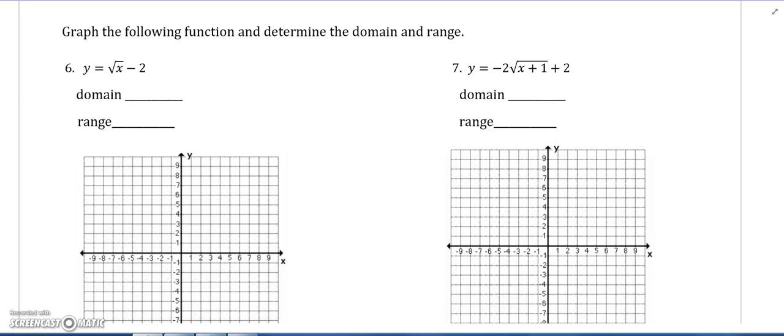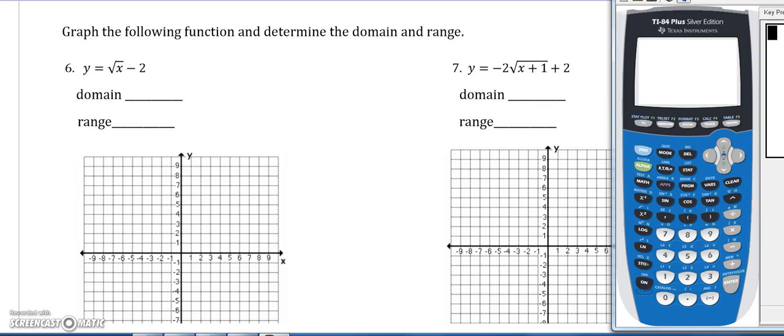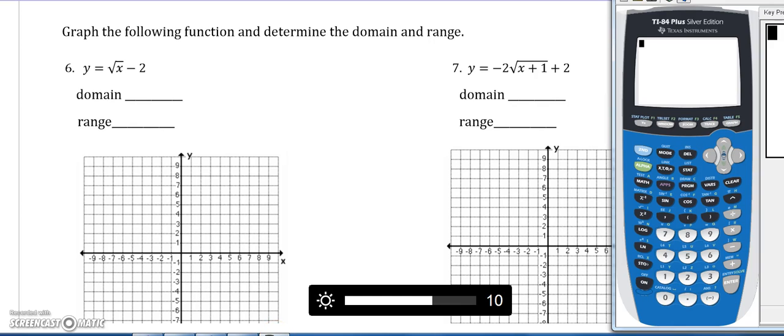You are going to need your calculator, so go ahead and pull that out now. Alright, so here's my calculator. Got it all ready. Hopefully you do too. Make sure you're typing this stuff in right.